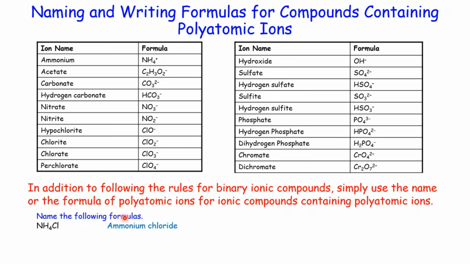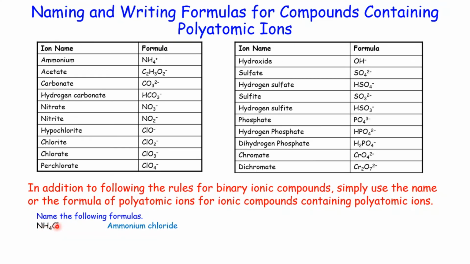Name the following formulas. We have NH4Cl, so the first one is ammonium. NH4, the ion name is ammonium, all right? This one should be ammonium chloride. Sodium, that's acetate, you see? The polyatomic ion is acetate, so therefore it should be sodium acetate. That's potassium carbonate.